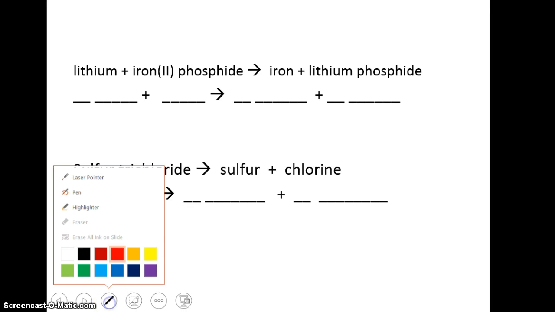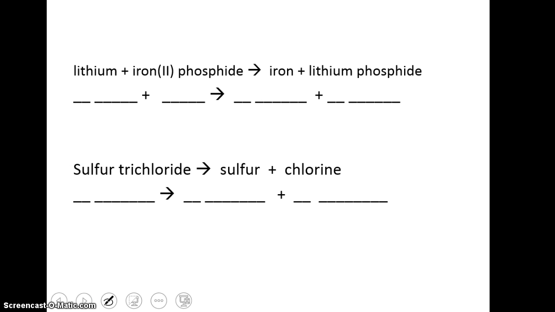The first one we're going to do is lithium plus iron 2 phosphide yields iron plus lithium phosphide. First we're going to determine if they're elements or compounds. Lithium, since it's only one word, is an element. Iron 2 phosphide has 2 words, so that's a compound. Next, iron is an element because it's only one word. The next one, lithium phosphide, is 2 words, so that's a compound.